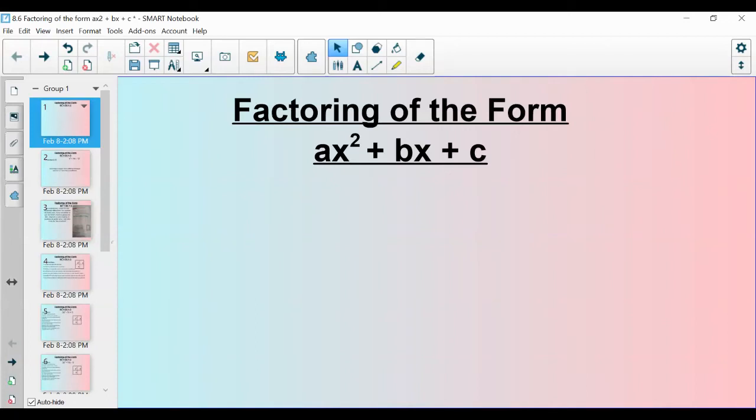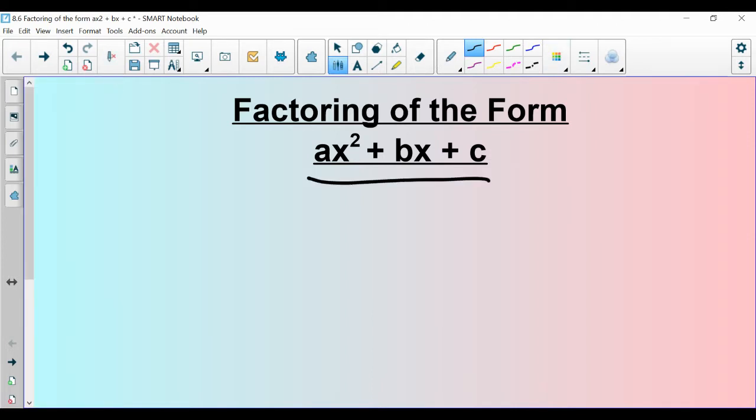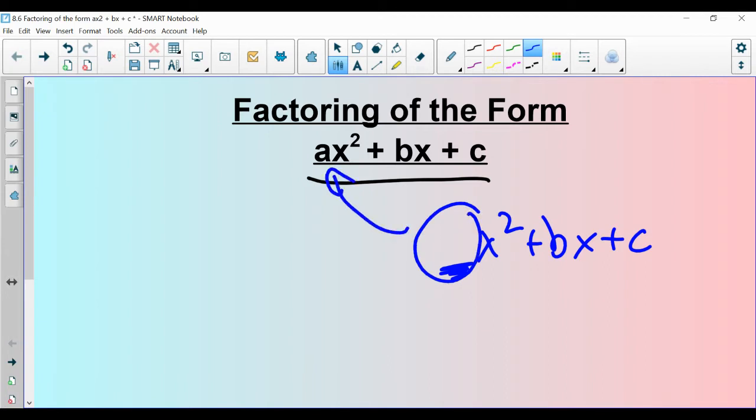Hello, algebra students. Today we have a very important lesson, and this lesson is going to be factoring still, but now of the form ax squared plus bx plus c. Up until this point, everything that we factored has started out with x squared plus bx plus c, or there's been a 1 as our first coefficient, as our leading coefficient. Today, we are going to be factoring problems where there is a number here, and we refer to that number as a. This is going to drastically change the process for which factoring is going to happen.